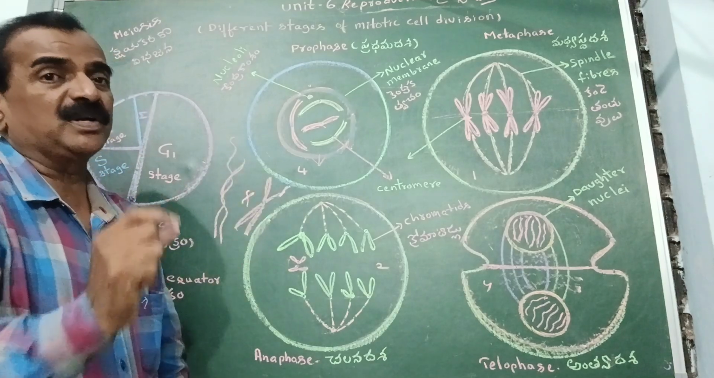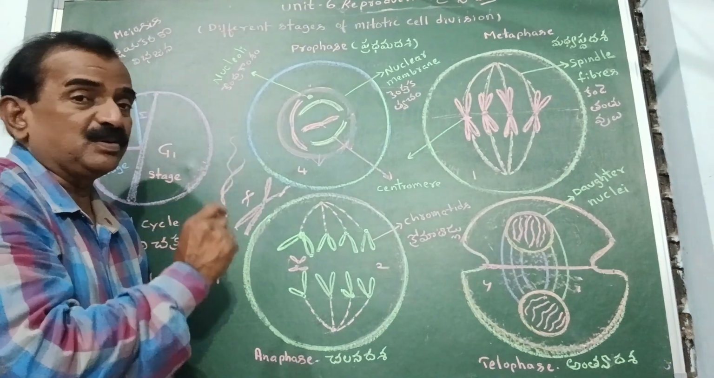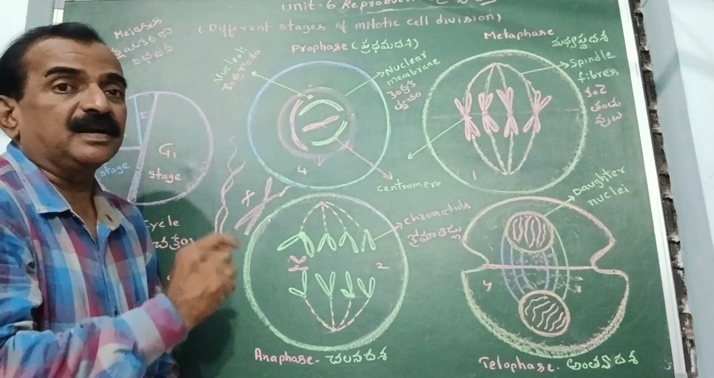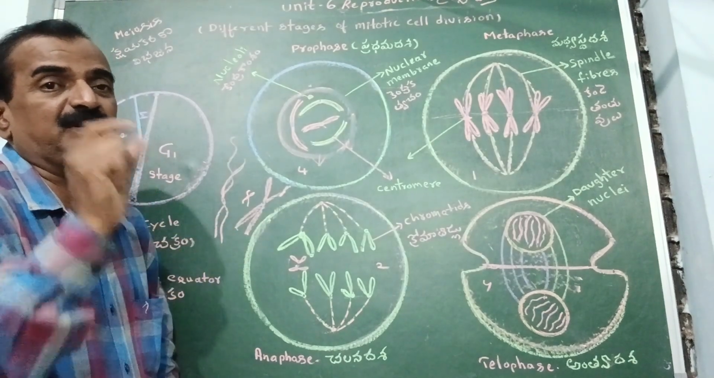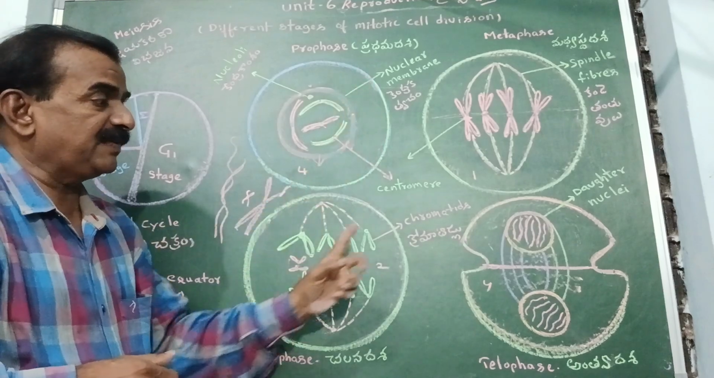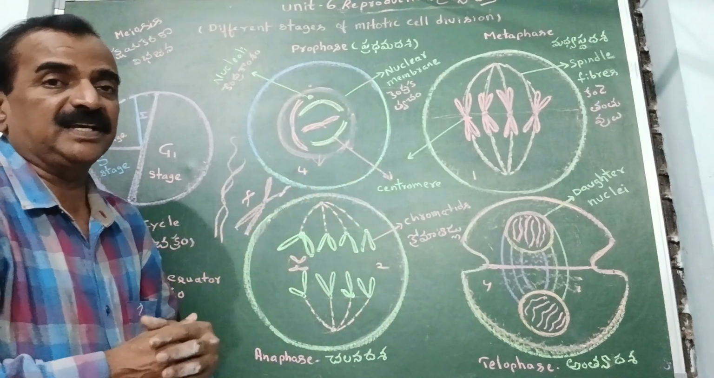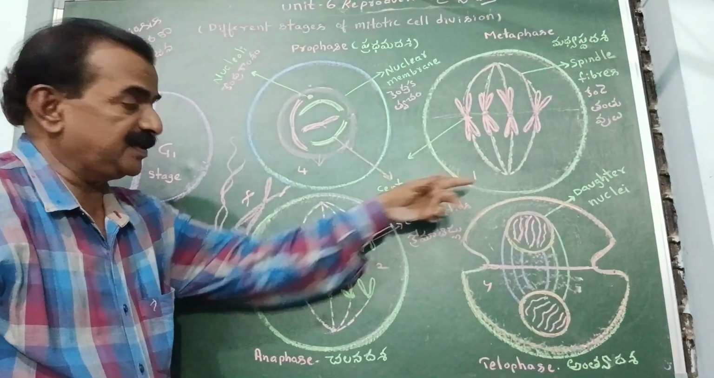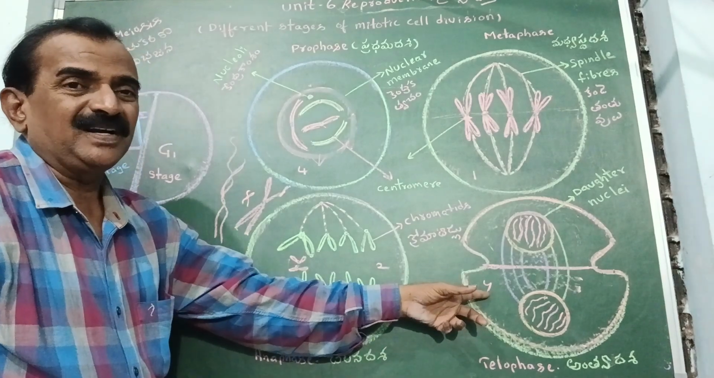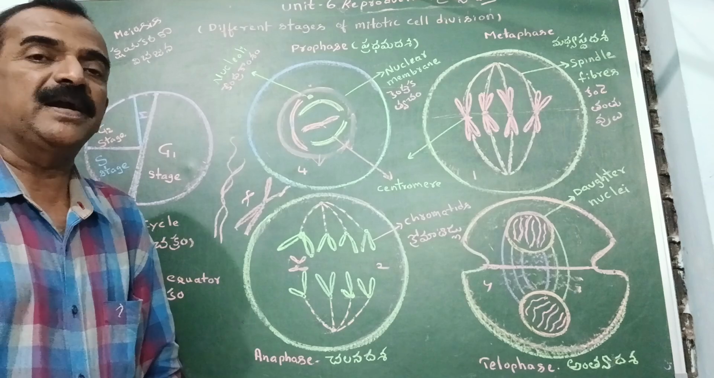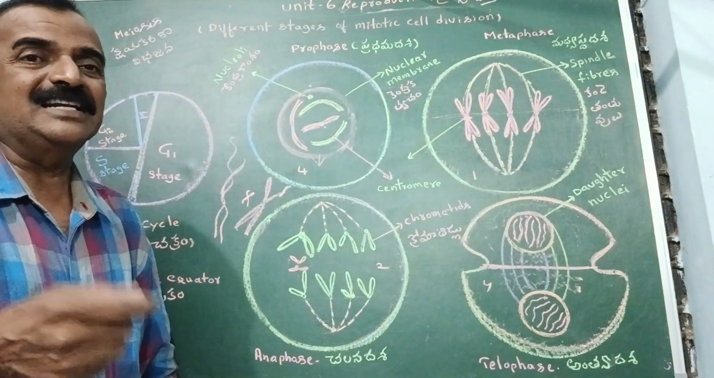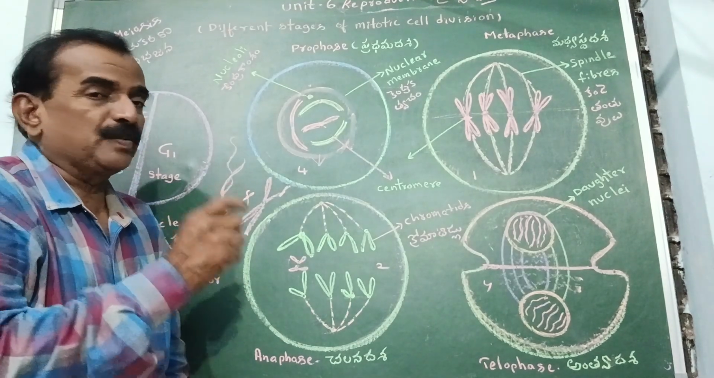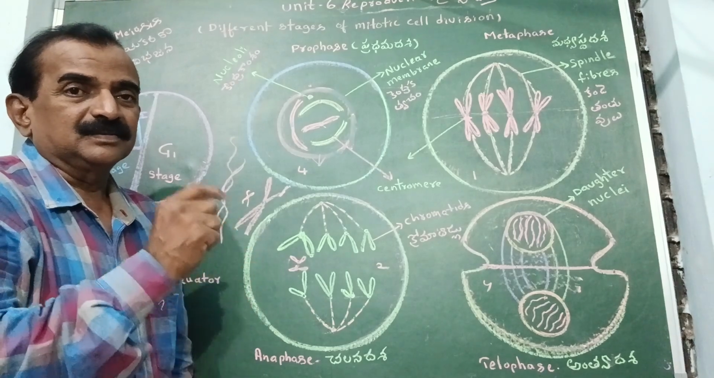But today's topic is an important topic. Don't forget it and give importance to this topic. This topic is in reproduction, unit 6, and it is called mitotic cell division. How many stages are there in mitotic cell division? Four: prophase, metaphase, anaphase, and telophase. And you need to write 4 points for prophase, 1 point for metaphase, 2 points for anaphase, and 4 points for telophase. That is a brief description of mitotic cell division. This cell division leads to the formation of two daughter cells, which are identical, and this division takes place in somatic organs. Thank you.